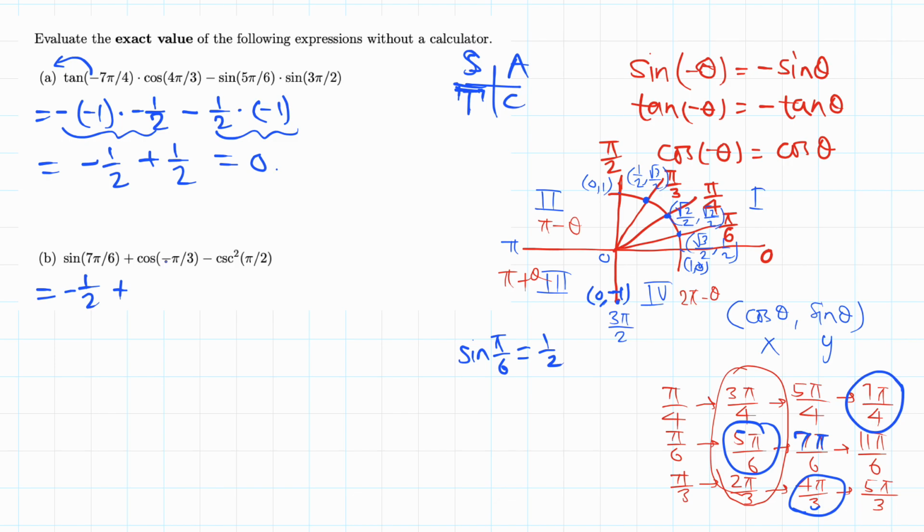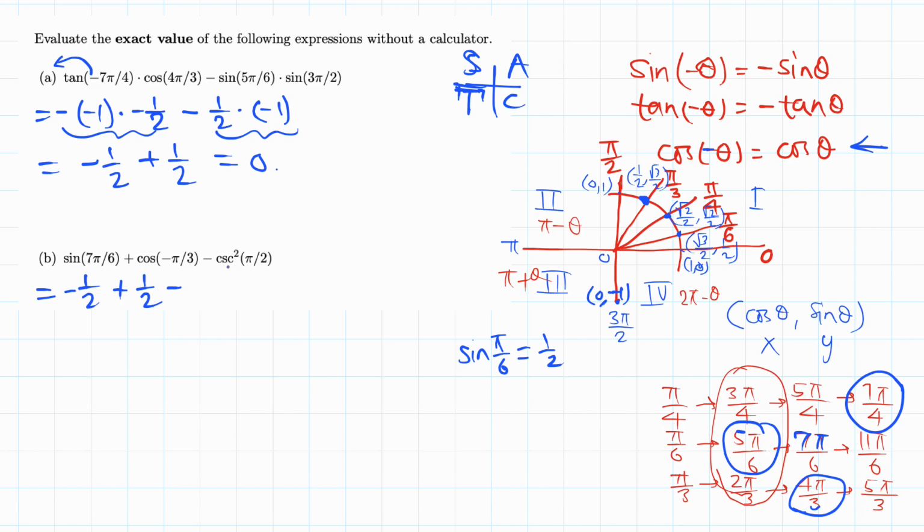Plus cosine of negative. Cosine is an even function, so the negative is just swallowed. Cosine of negative is just cosine. Cosine pi over 3, that's here. Cosine means the first coordinate, 1/2. And obviously pi over 3 is in the first quadrant.